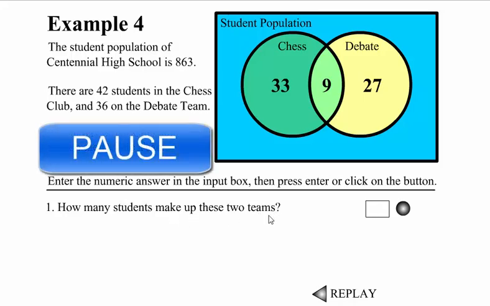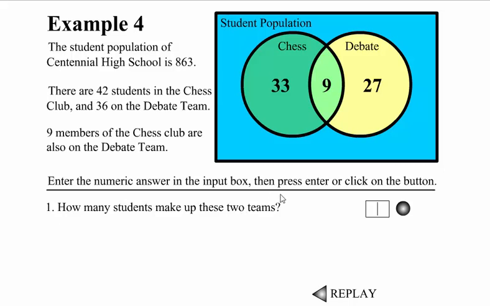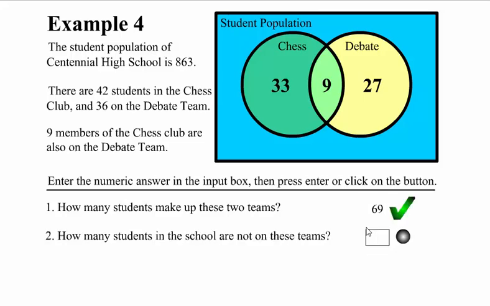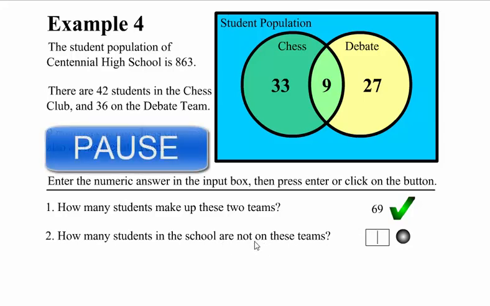So again, if they're going to be on the teams, they can be on one or both of the teams. So there are 33 here, plus 9 is 42, plus 27 more is 69 students total on one or both of the teams. How many students in school are not on these teams?